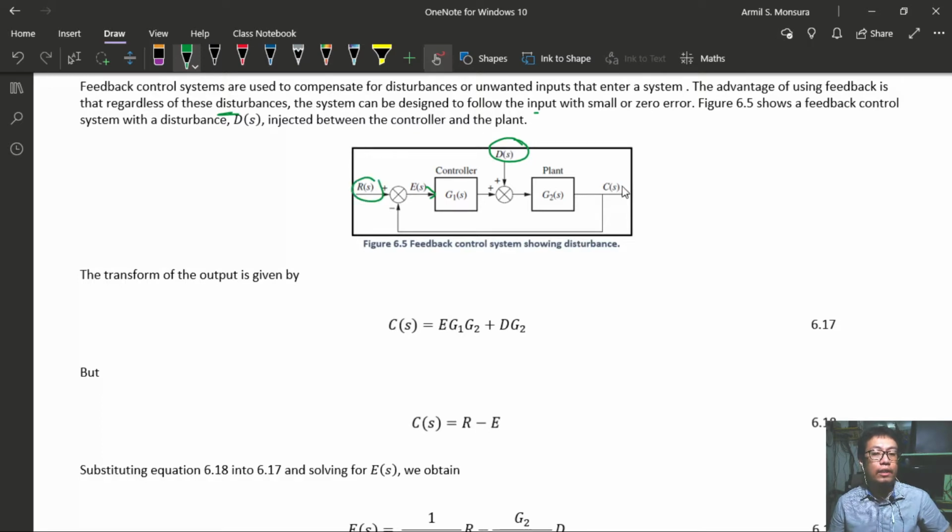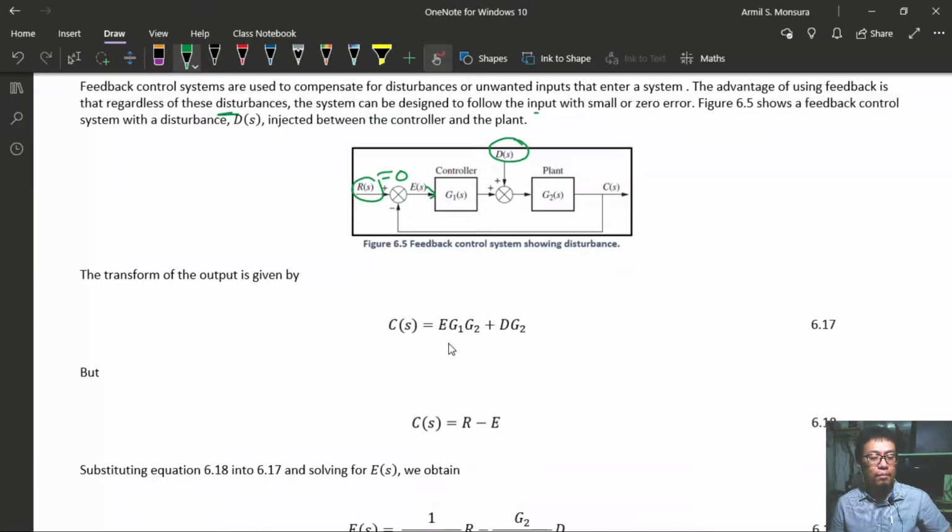So ang gagawin natin is we'll find the output C(s) when we set R(s) equal to 0, and then we will find the output C(s) due to R(s), setting D(s) equal to 0. Tapos yung makukuha nating individual outputs are then added. Okay, so yun yung superposition.